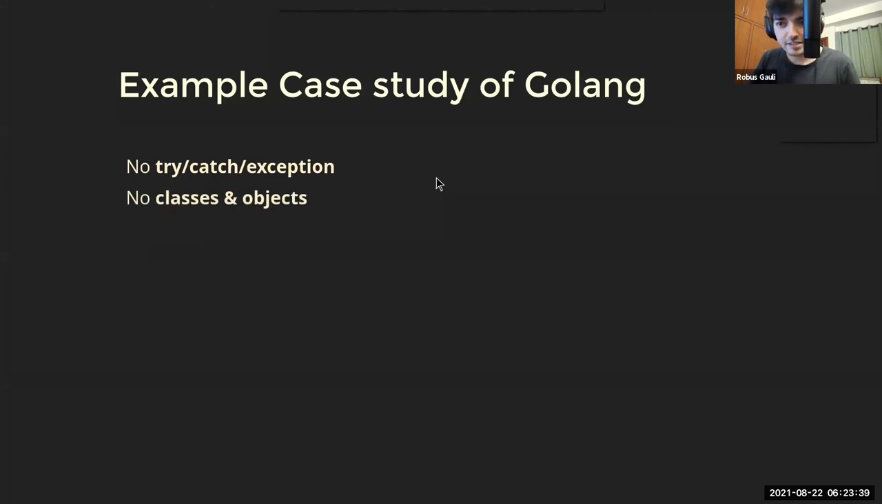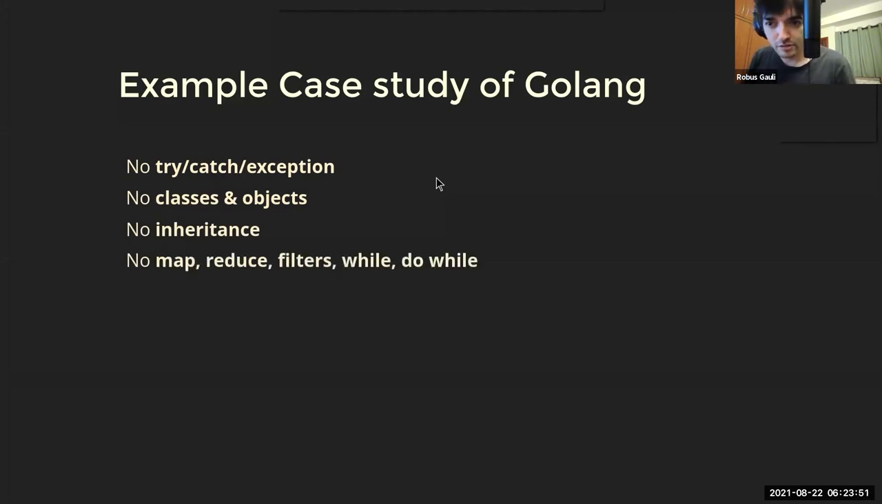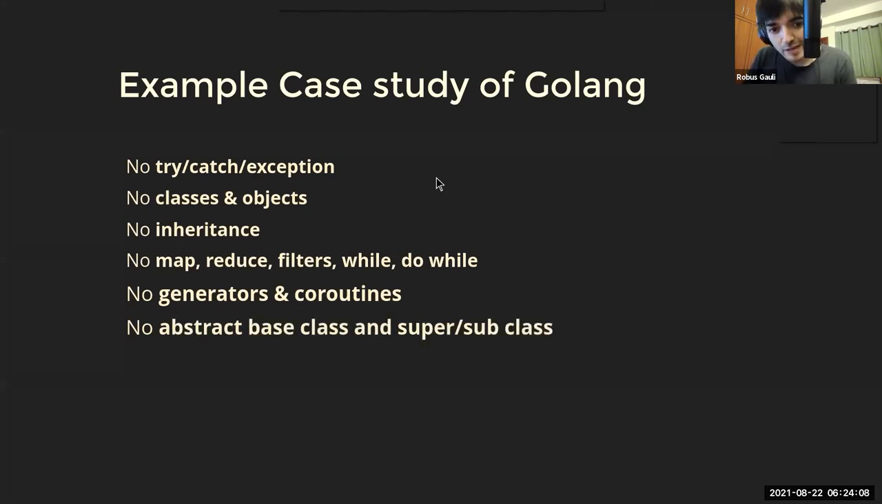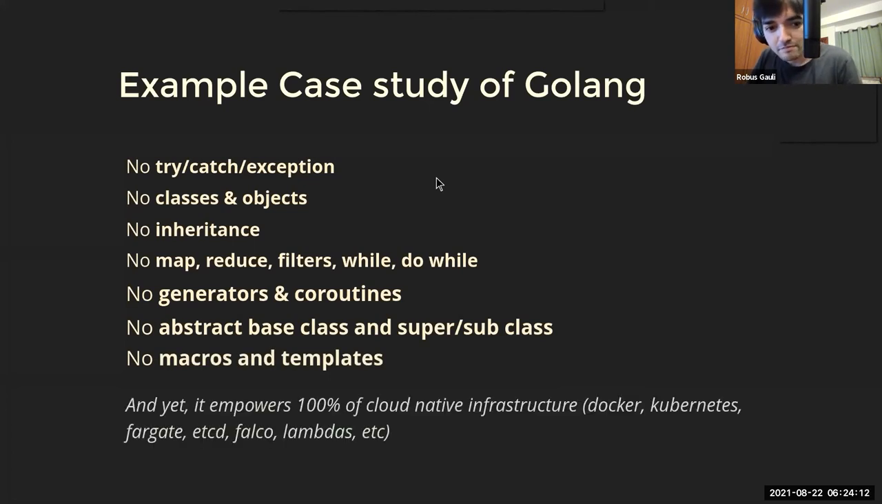Golang does not have classes and objects. What? Right? So it's kind of surprising, right? It does not even have a try-catch. It does not have classes and objects. It does not even have inheritance, right? Or map, reduce, filters, while loop, do-while loop, right? Or even generators and coroutines that we are kind of flexing about in Python or Node.js, say. Do you know generators and coroutines? It does not really care about that. It doesn't have it at all. Or abstract base classes or super and subclasses. No macros and templates, nothing.